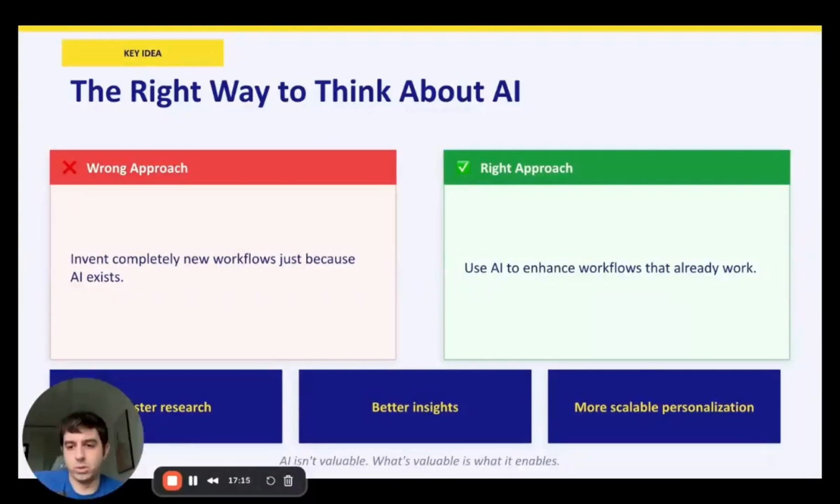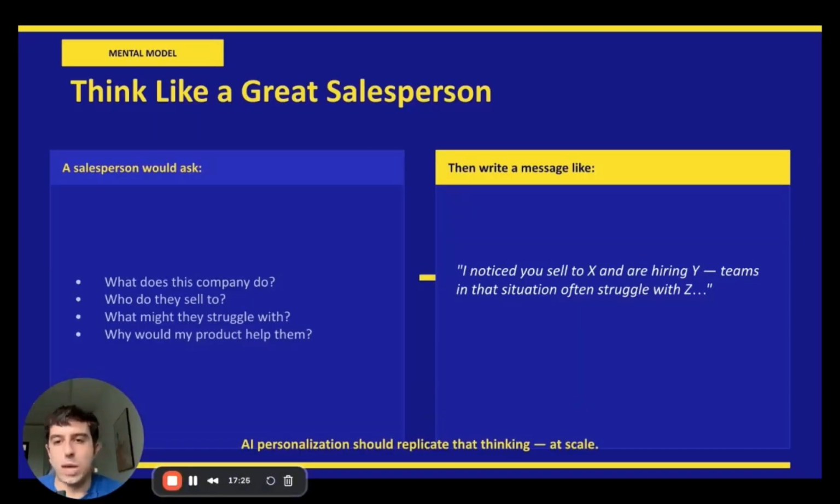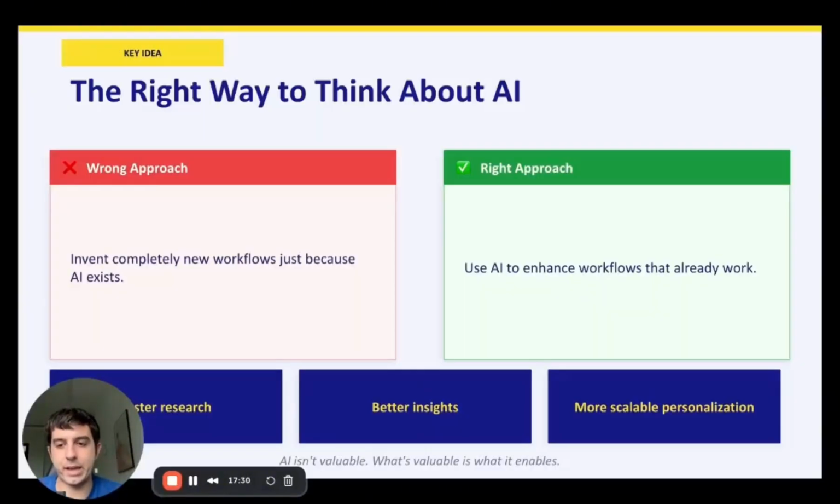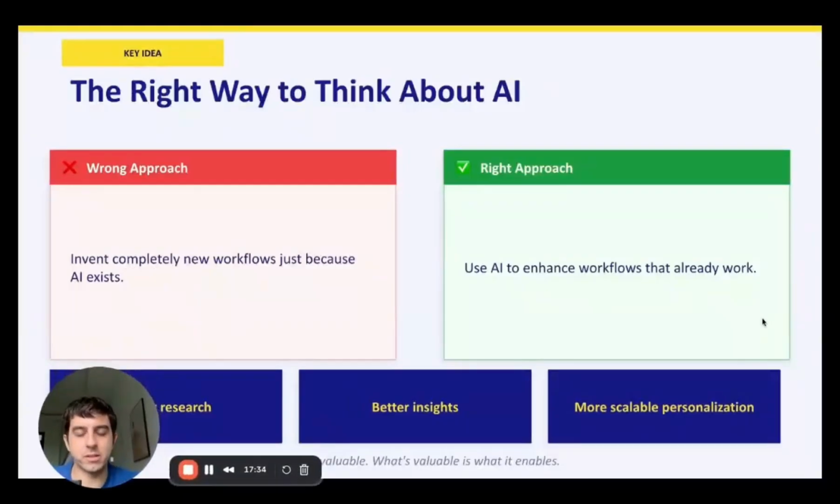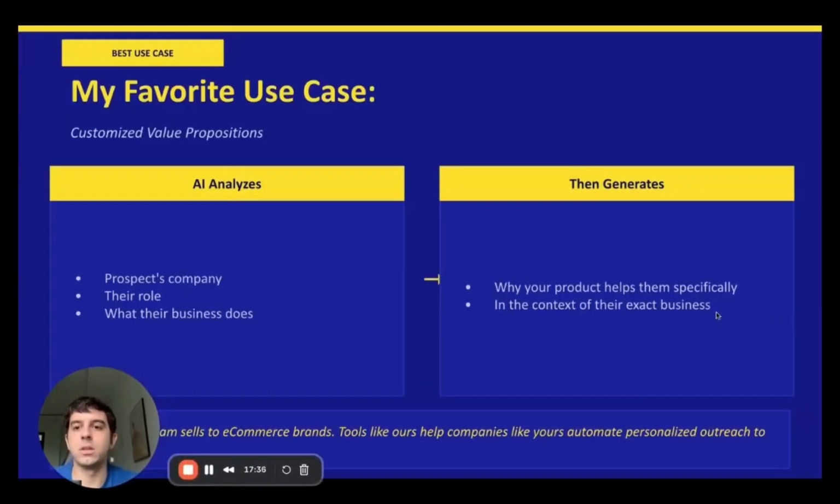That's not the best way to use AI, I would say. AI is just a tool. It's just like software, right? It's a tool to make your work better and easier. So use AI to enhance existing workflows, existing business processes that already work. That's why I'm saying, think about what a salesperson would already be doing and then just automate that with AI, right? So in this case, it's faster research, better insights, and better personalization.